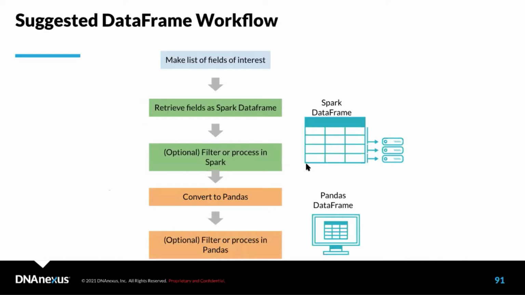So just to orient you in terms of everything. When we come in and want to query the pheno data, the first thing we need is a list of our fields of interest. Once we have that, we can retrieve all of these fields from the pheno data as a Spark data frame. We can take advantage of the power of Spark to do some additional filtering and processing. When we are comfortable with the data in that format, we can convert it into the pandas format and then do additional filtering and processing in the pandas data frame format.